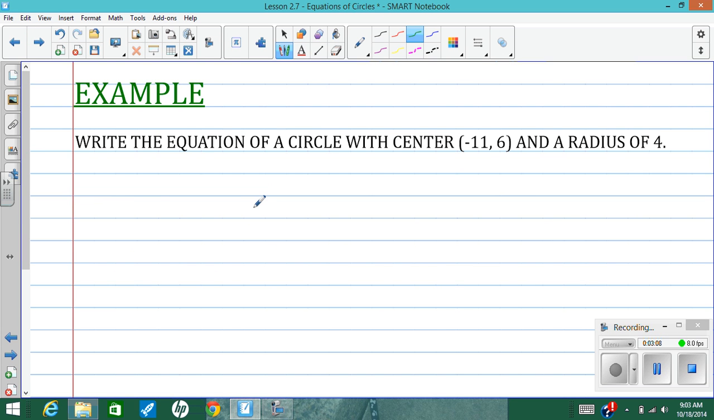So pause the video here and try this problem. I want you to write the equation of a circle with this center and this radius. And as I always do, when I have some sort of formula, I'm going to write it. And this way I'll remember it. Even though this formula ends up on your formula sheet that you can use for tests in the SOL, it's still good to know it, so you don't always have to go back and check.